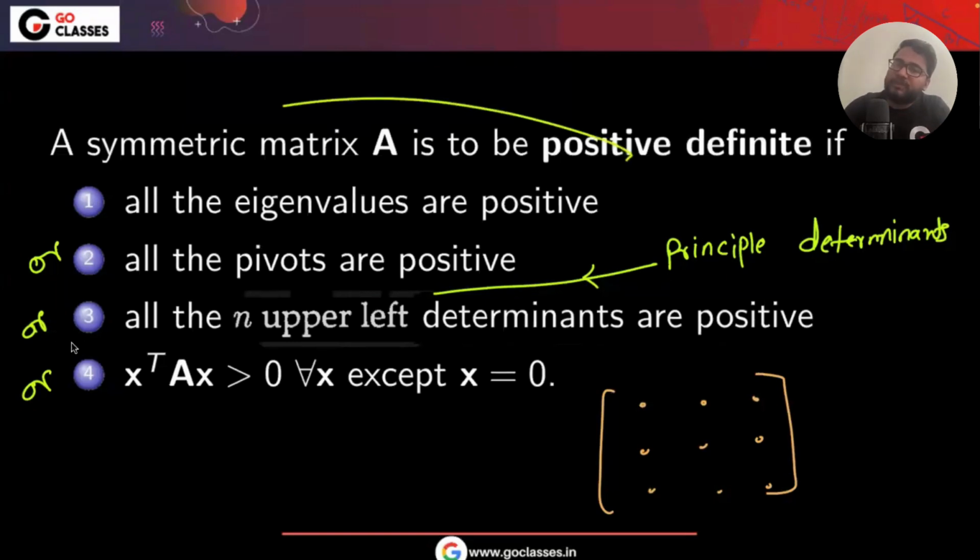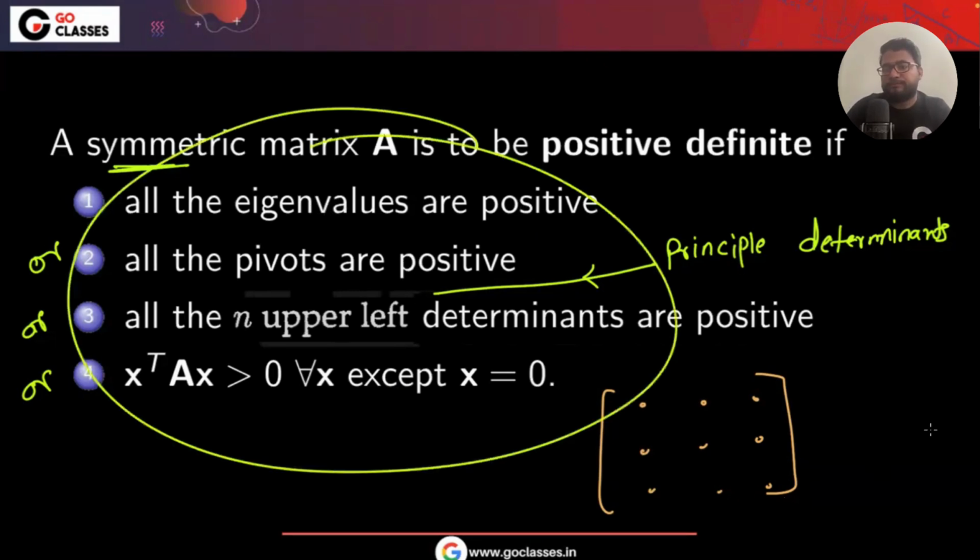Now, all of these definitions are equivalent to each other, which means that if the matrix has all eigenvalues positive, and I'm talking about a symmetric matrix, then it implies that all pivots are positive. If all pivots are positive, then by implication all principal determinants are positive. And if that is the case, then this condition also gets satisfied. Again, there is a long proof of these things, but it is not required, so I have just skipped those. Complicated proofs exist showing that all of these conditions are actually equivalent to each other.